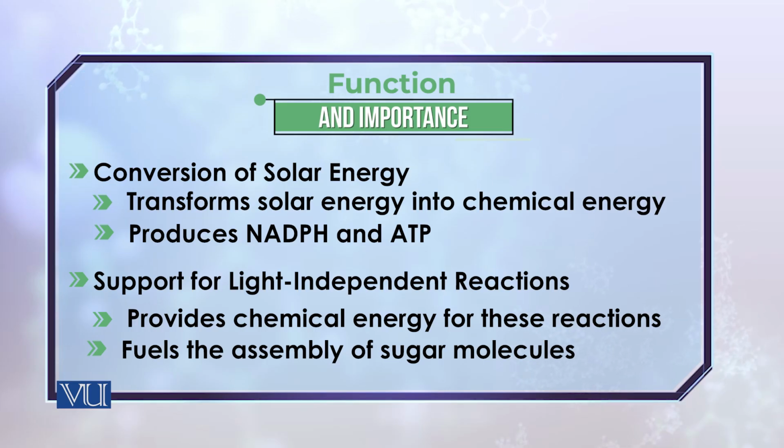Another very important thing is that it produces two compounds, NADPH and ATP, which will then further be used in the reaction which is not directly dependent upon light. These two products, ATP and NADPH, will be used to carry out whatever happens in the second phase of photosynthesis, that is the dark phase, which we call the Calvin cycle.